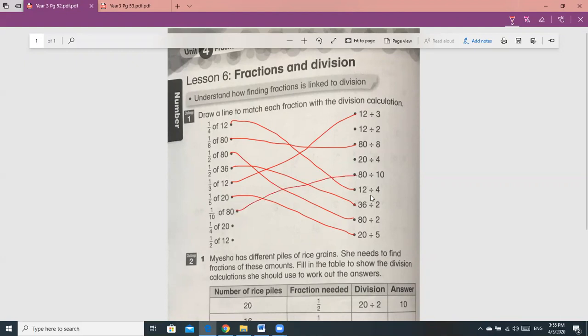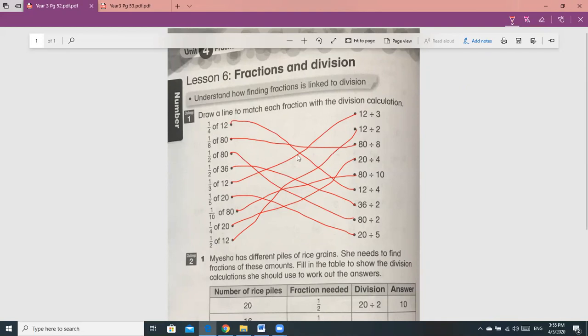So now please pause and answer the last two alone, and then come and see if your answer is correct or not, okay? Here you say to me, quarter of 20. What's quarter of 20? It is 20 divided by 4. Half of 12, what's half of 12? It's 12 divided by 2.